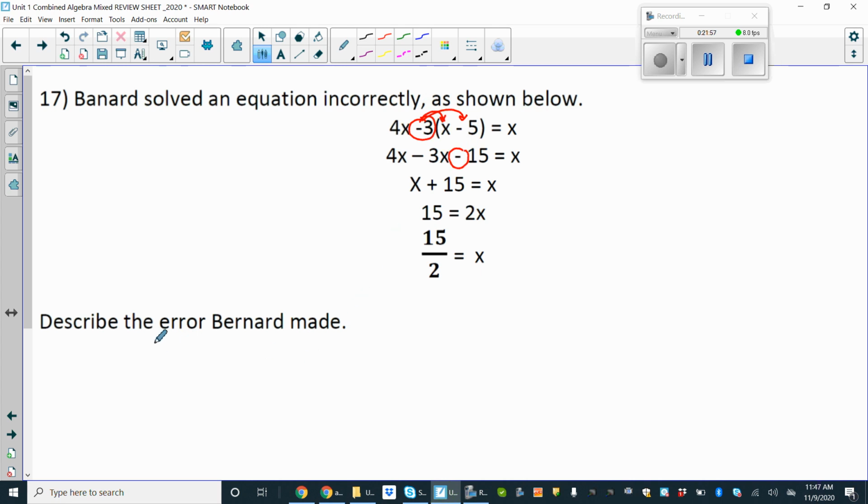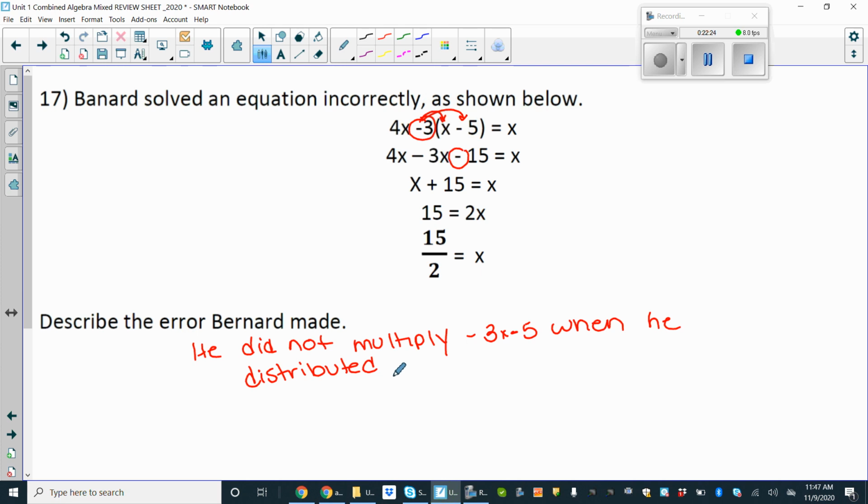So the error that Bernard made is he did not multiply negative 3 times negative 5 correctly when he distributed. Okay, so he had the wrong sign. It should have been a positive 15.